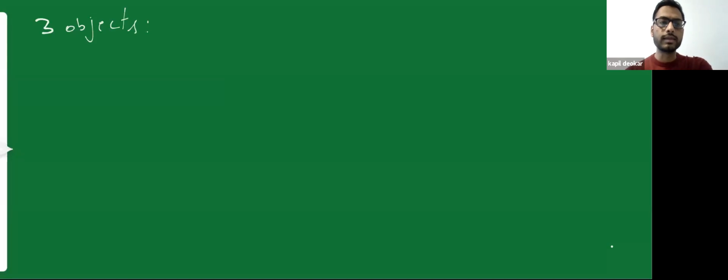In a linear way. What does linear way mean? In this way. So my objects are A, B, and C. In first place, what can I write? I can write A, B, or C. Any of the objects can go over here. So first place can be filled in 3 ways. This place can be filled in 2 ways, and this place can be filled in 1 way.